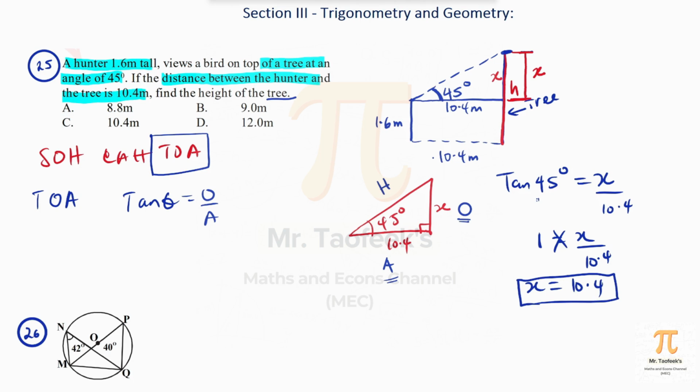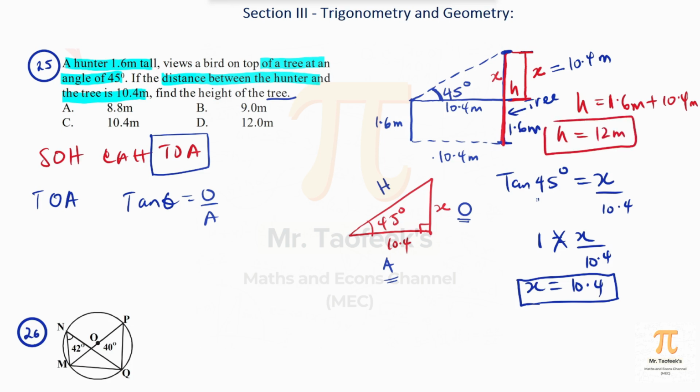So the height of this part of the tree above the hunter is 10.4 meters. Then don't forget the height of the man himself, which is from here to here, is just 1.6 meters. So the entire height of the tree, which we call h, from this point to this point, is going to be the height of the hunter, which is 1.6 meters, plus the height of the tree that is above the height of the man, which is 10.4 meters. And our answer would be 1.6 plus 10.4, which will be 12 meters, and that is the height of the tree.